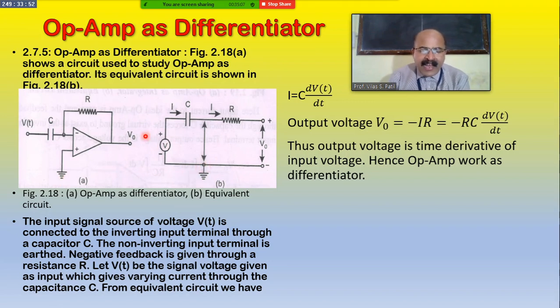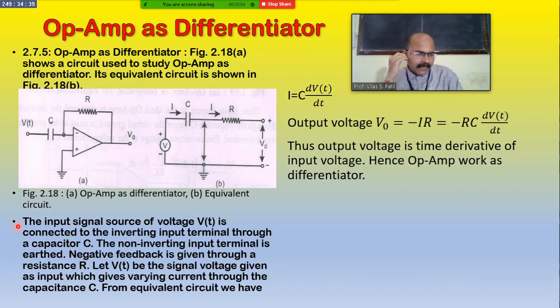Here in the equivalent diagram, voltage V is connected to capacitor C, and due to that, current will be flowing through R, and here we are getting VO. The positive terminal is grounded, and such a circuit will be known as a differentiator. See here, this is the actual operational amplifier as differentiator, and this is the equivalent circuit for the operational amplifier.